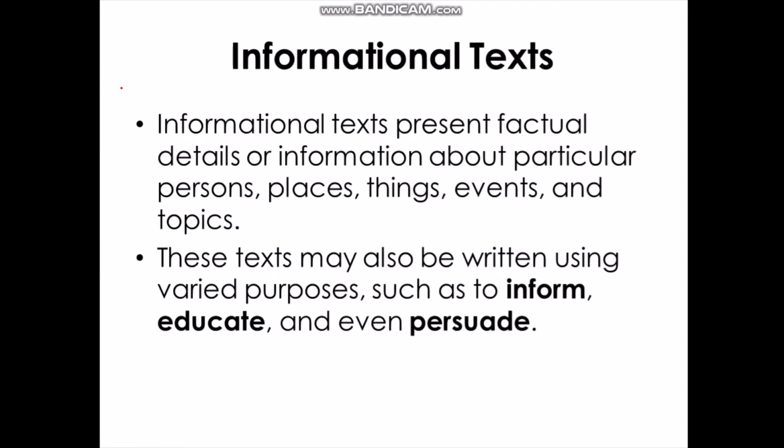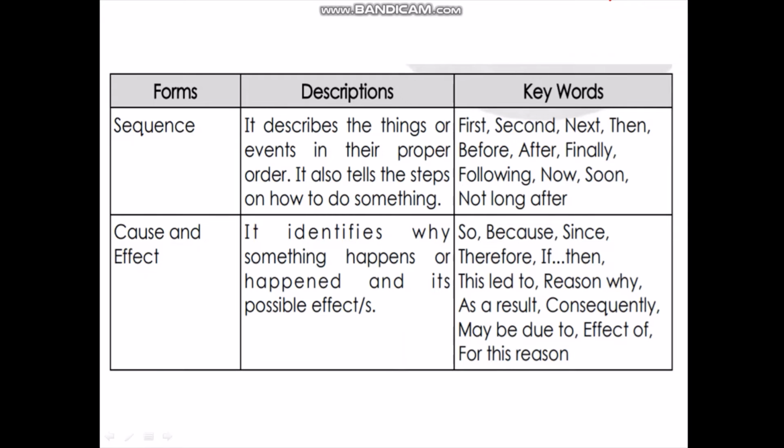So what are informational texts? Informational text presents factual or true details of information about particular persons, places, things, events, and topics. This text may also be written using varied purposes, such as to inform, educate, and even persuade. Here are the following forms of informational text.